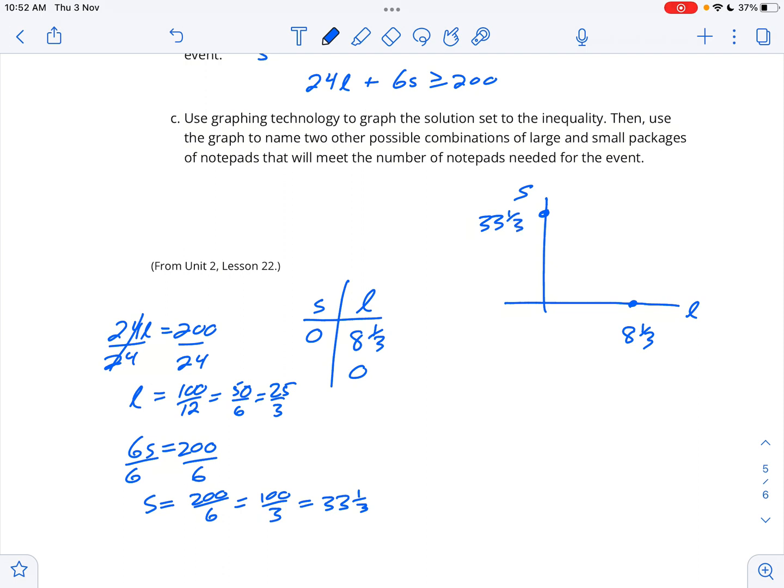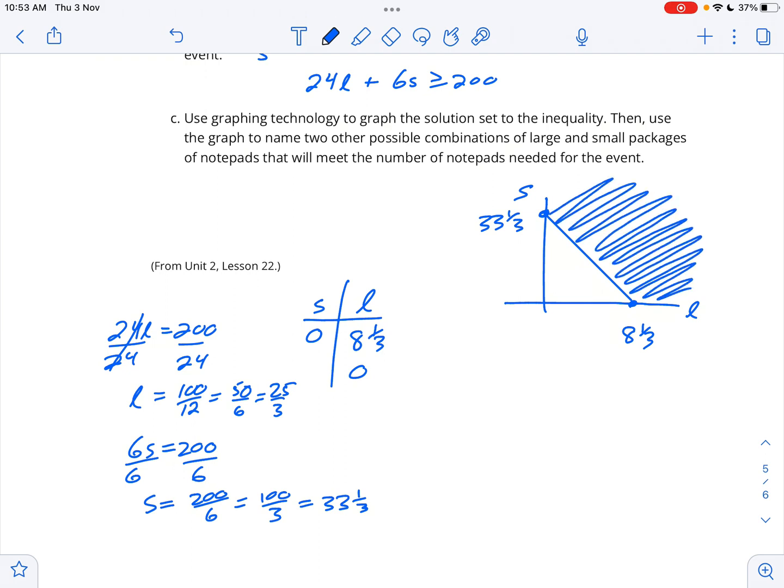And so I'm going to make my line, and I want it to be greater than or equal to 200, so I'm going to use a solid line. And I want it to be more than 200, so that's going to be everything that's out here. So if you picked any 2 points, I'll pick 2 that would fall into this region.